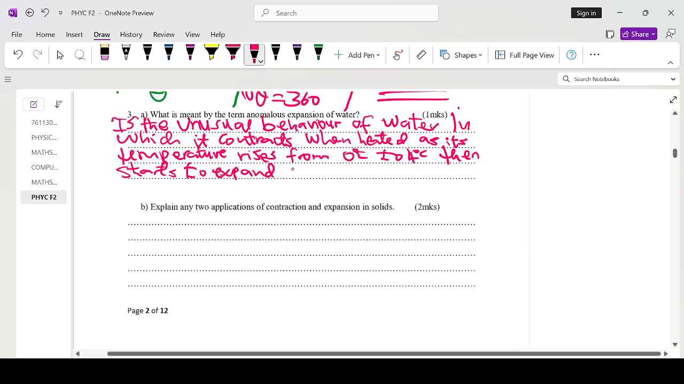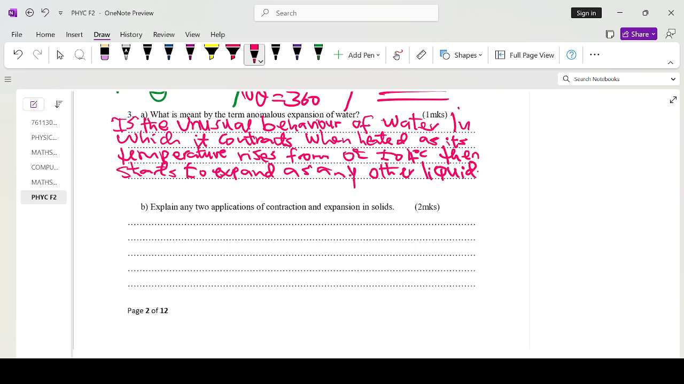as any other liquid. That weird behavior is what is called... because we expect, as long as the temperature is rising, the water to expand. By the fact that it is now contracting, that's unusual behavior, and that's what we call anomalous expansion of water. Explain any two applications of contraction and expansion in solids.